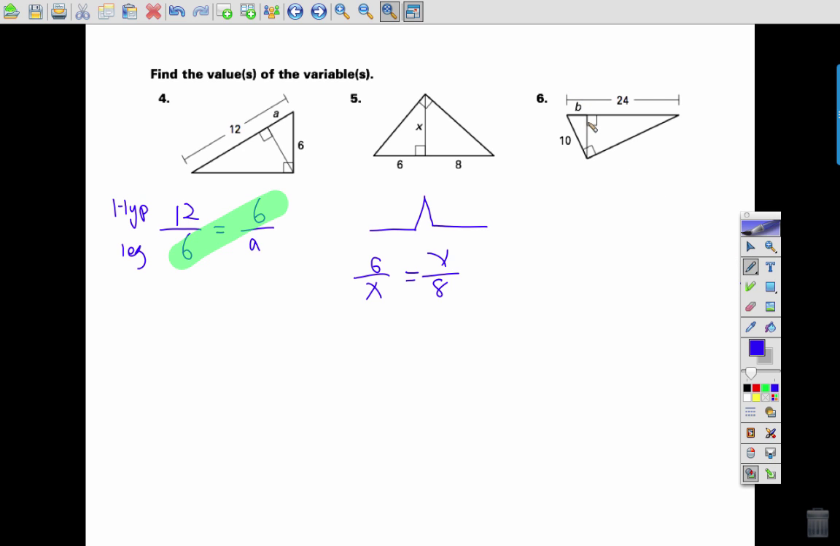In this one, I don't like this as much. No altitude is given, so I have to use legs. Legs is hypotenuse over leg. Hypotenuse is 24 over leg is 10. In here, in the smallest triangle, hypotenuse is 10, and then B is the shorter leg. So again, you can cross multiply and solve your equation.